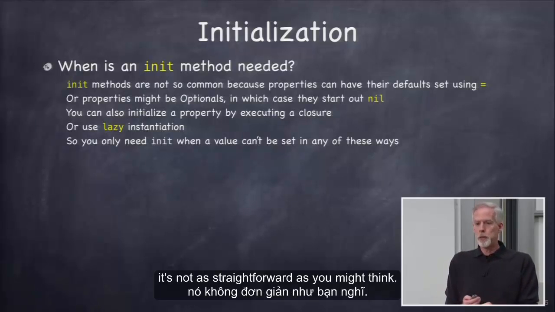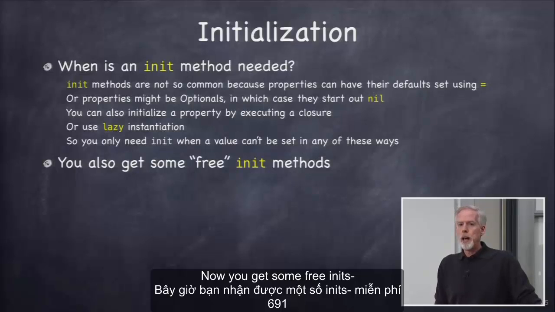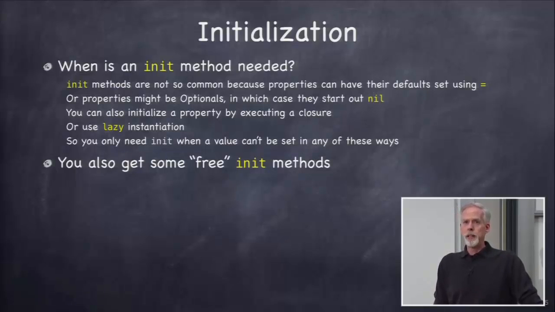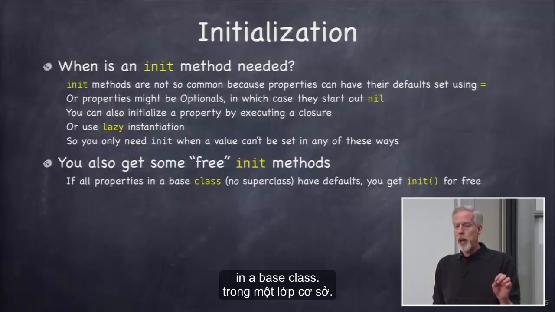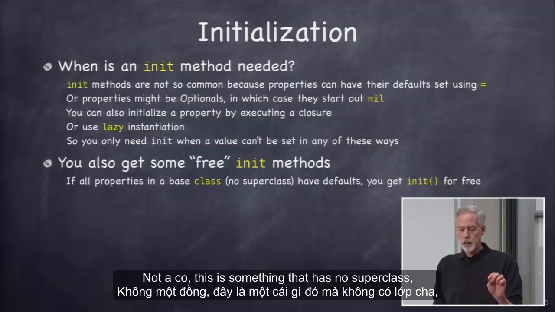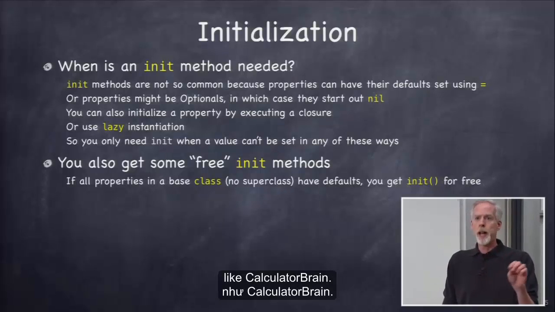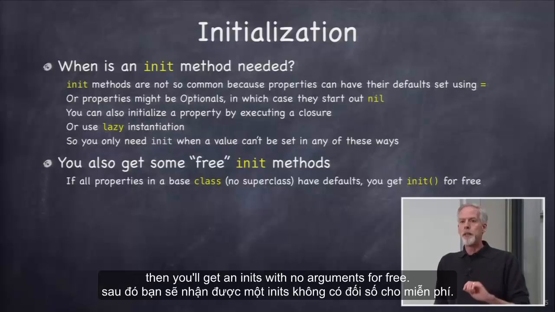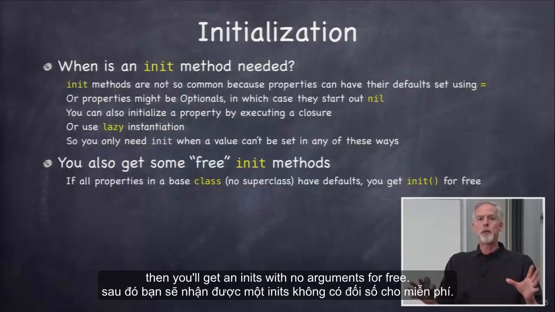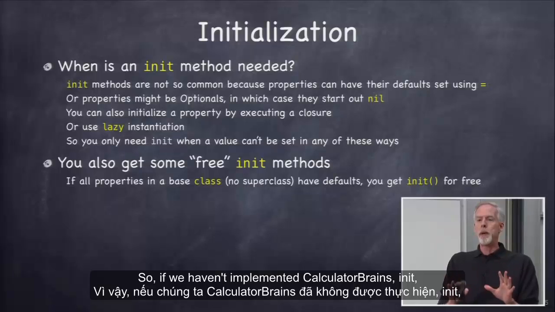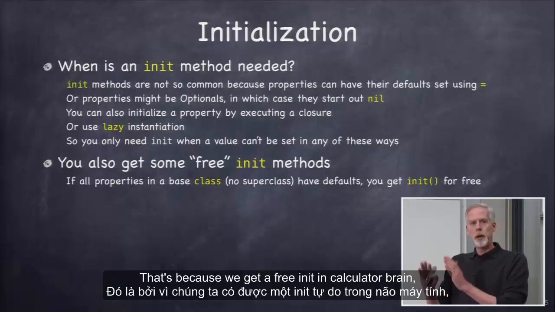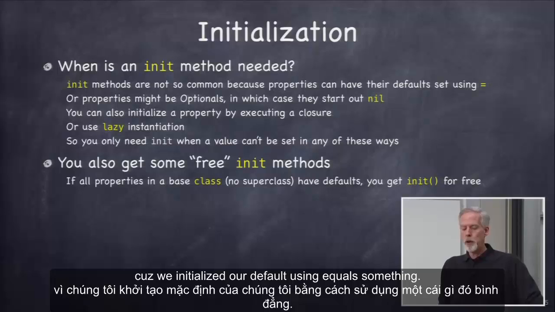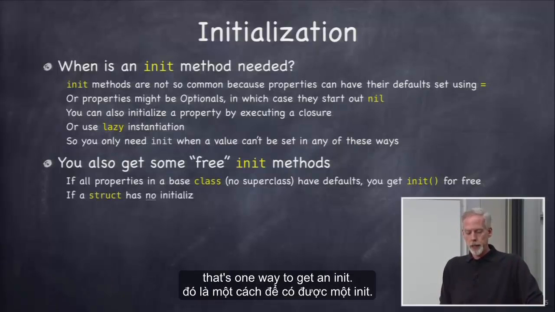It's not as straightforward as you might think. Now, you get some free inits, inits that get done for you. One is that if all the properties in a base class, something that has no superclass, like calculator brain, all have defaults, then you'll get an init with no arguments for free. So if we hadn't implemented calculator brain's init, we still could have said brain equals calculator brain parentheses. That's because we get a free init in calculator brain because we initialized all our defaults using equals something. So that's one way to get an init.